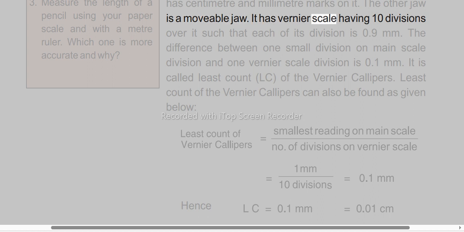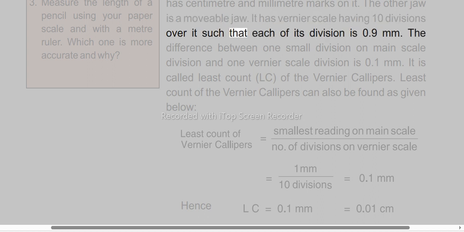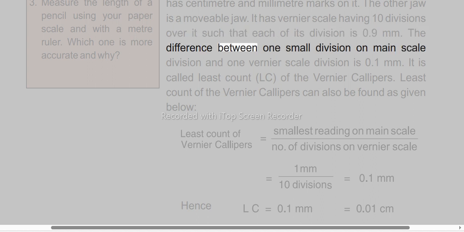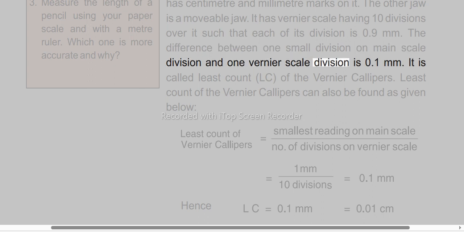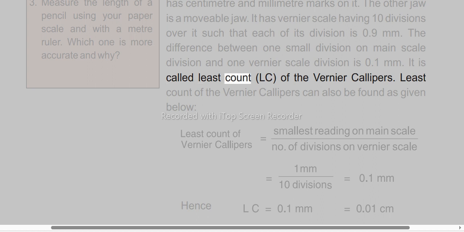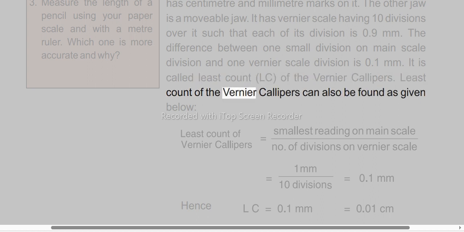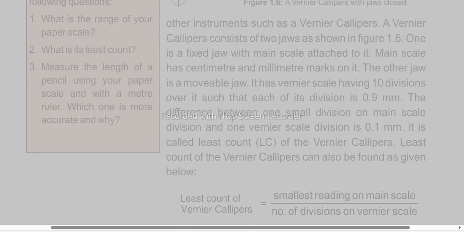It has vernier scale having 10 divisions over it such that each of its division is 0.9 mm. The difference between one small division on main scale and one vernier scale division is 0.1 mm. It is called least count, LC, of the vernier calipers. Least count of the vernier calipers can also be found as given below. Figure 1.6, a vernier calipers with jaws closed.